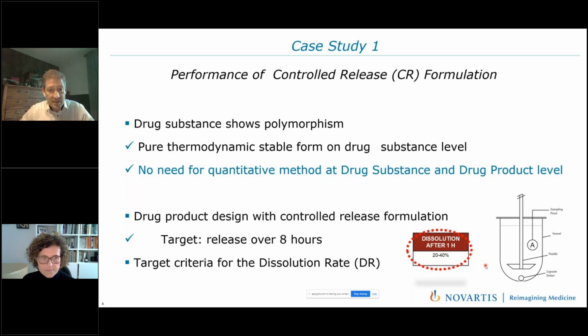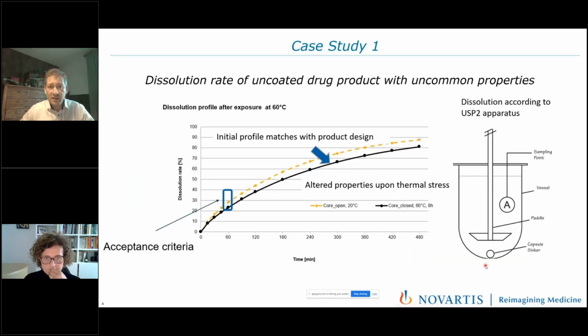And for this product, we designed a specification attribute that we wanted to have a release concentration between 20 and 40% after 60 minutes. Our formulation team was designing the drug product, mixing it and engineering the different excipients in order to achieve that target. And you get an experimental dissolution profile with the curves with dashed points in yellow. On the x-axis, you have the time profile. On the y-axis, you have the percentage of drug which is released into the media.